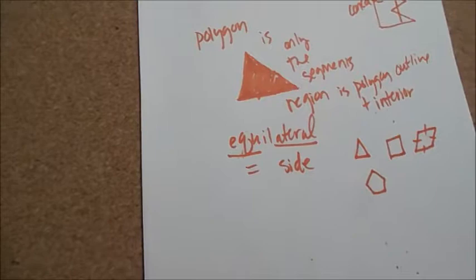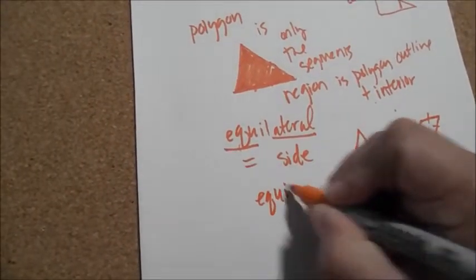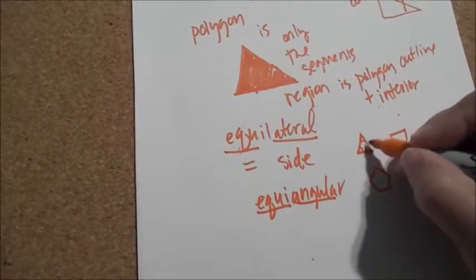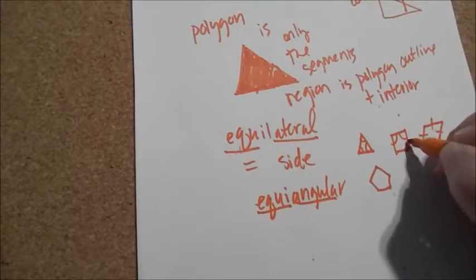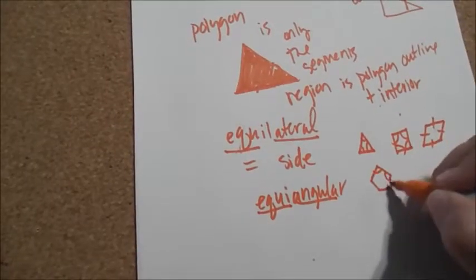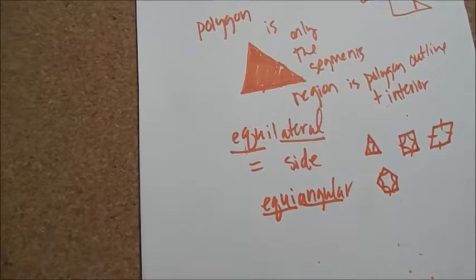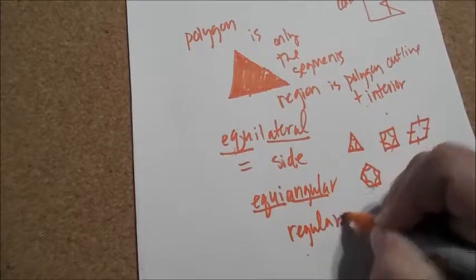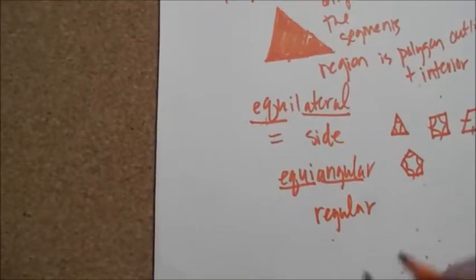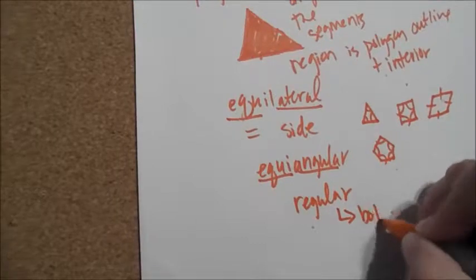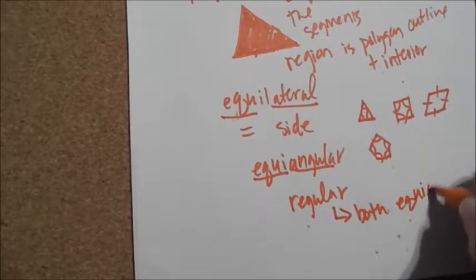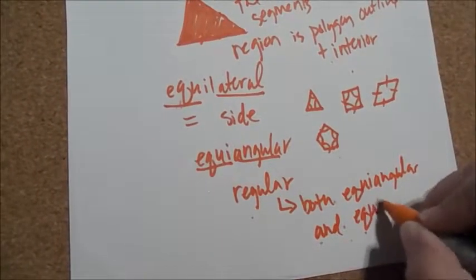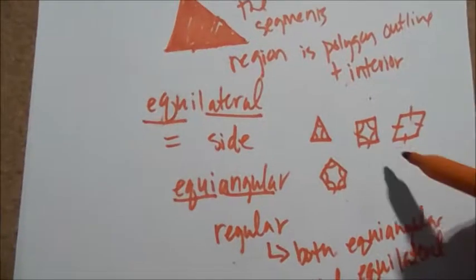Let's go to equiangular. Equal angles. So this is how you mark angles, like this. If all of your angles were the same, then you'd have equiangular. So you get to regular. A regular polygon is both equiangular and equilateral.